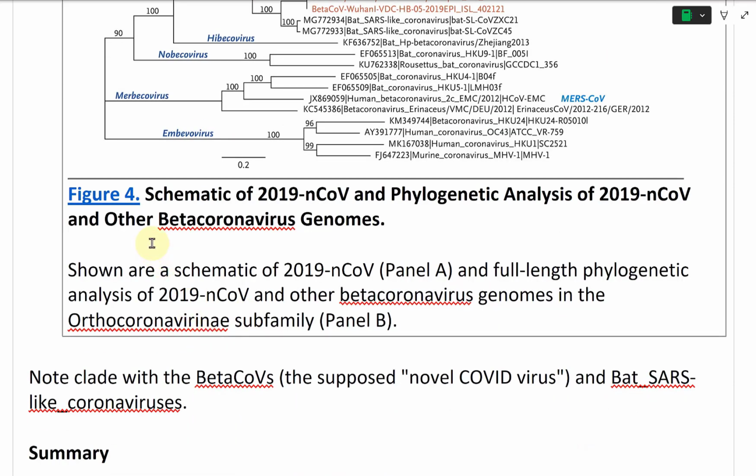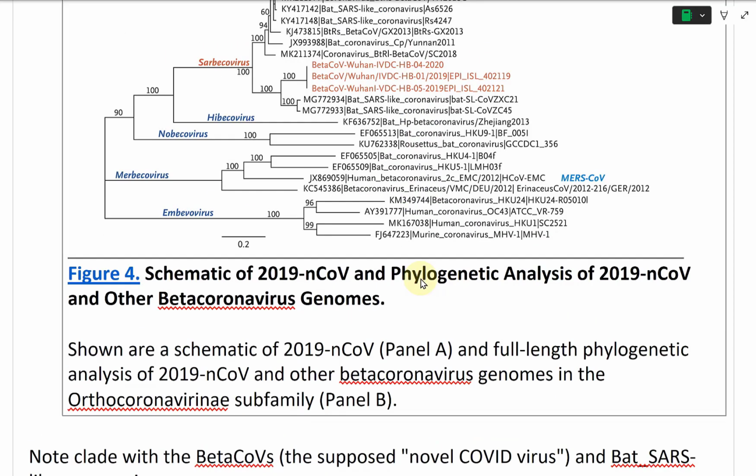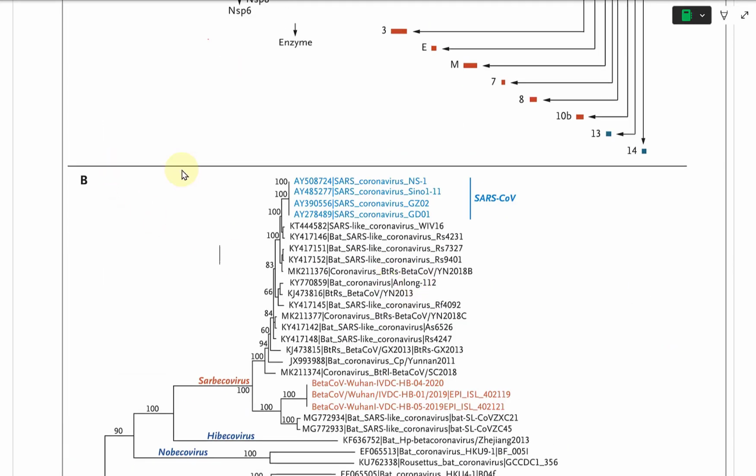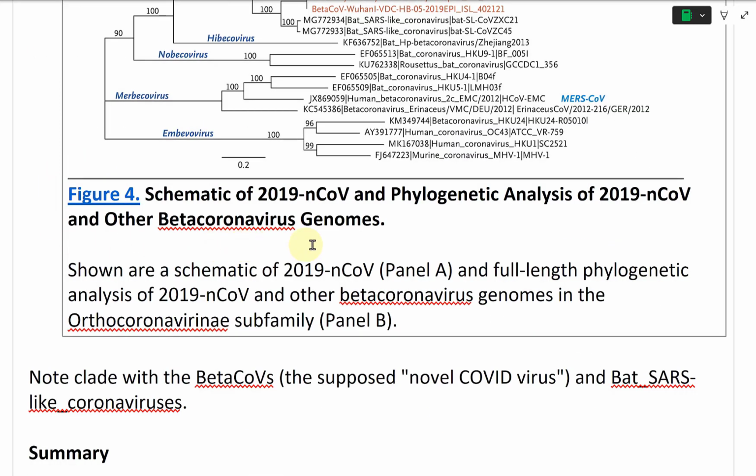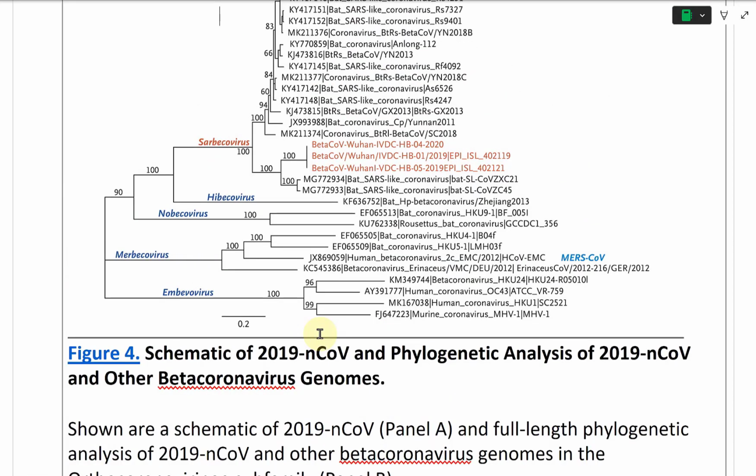Interesting. So figure 4, schematic of 2019 nCoV and phylogenetic analysis of 2019 nCoV and other beta coronavirus genomes. As shown are a schematic of 2019 nCoV, panel A, this is right here, and full-length phylogenetic analysis of 2019 nCoV and other beta coronavirus genomes in the orthocoronavirinae subfamily. Yes, very, very fascinating.